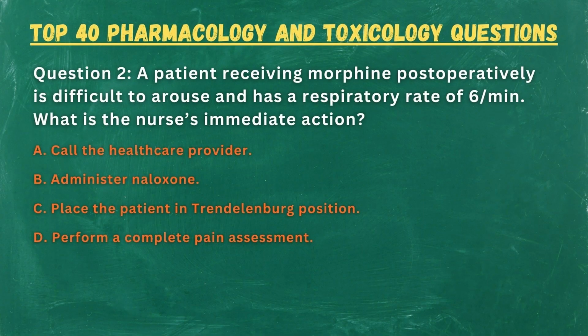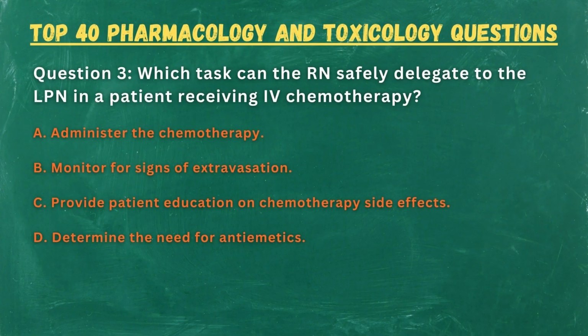Question 2. A patient receiving morphine post-operatively is difficult to arouse and has a respiratory rate of 6 per minute. What is the nurse's immediate action? A. Call the healthcare provider. B. Administer naloxone. C. Place the patient in Trendelenburg position. D. Perform a complete pain assessment. Answer: B. Administer naloxone.